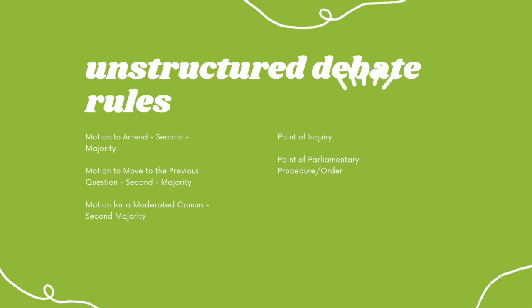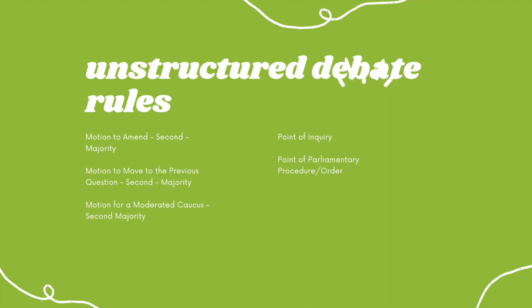During unstructured debate, the rules are quite simple. You can motion to amend, which requires a second. A second is when someone supports your motion just by raising their placard and saying second. And then after there's a second, then you move to vote on whether to consider the amendment or not, and the author can deem it friendly or unfriendly.